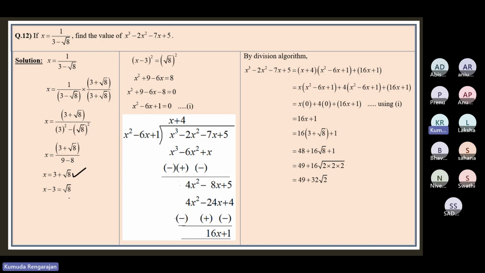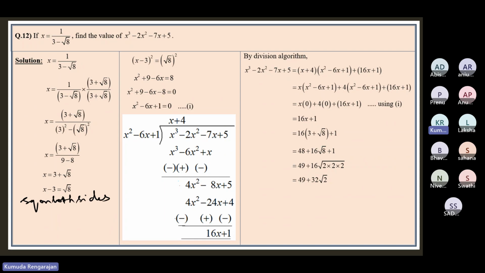Now, after this, listen carefully, children. After this, have only root 8 on one side because it is irrational. Have only root 8 on one side and take the 3 to the other side. This irrational part, root 8, have that alone on one side and take this 3 to the other side. So x minus 3 is equal to root 8. Now, we square on both the sides. Why do we square on both the sides? Squaring on both sides.